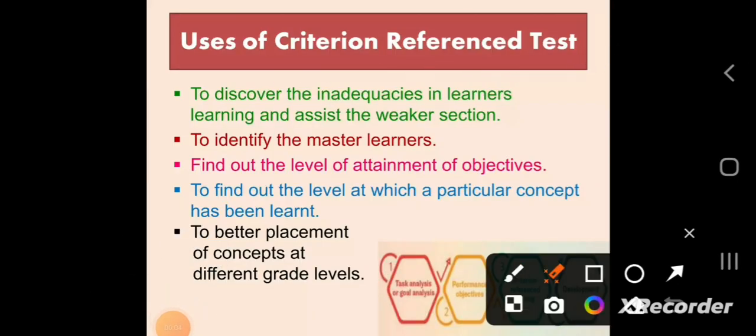Uses of Criterion Referenced Test. To discover the inadequacies in learners' learning and assess the weaker section. Criterion referenced tests are used to evaluate students' performance based on a specific set of learning objectives or criteria, identify learning gaps.